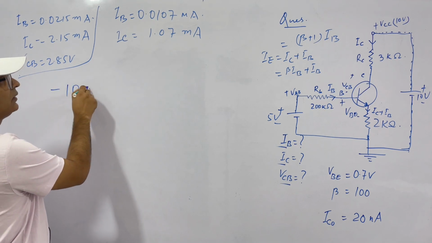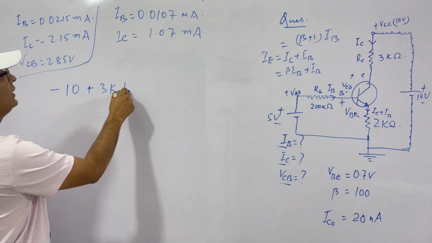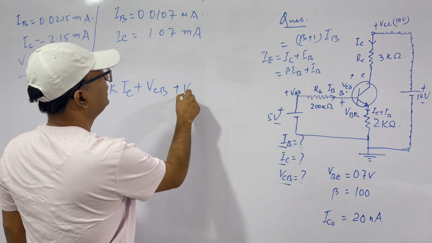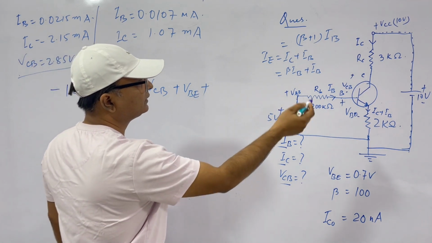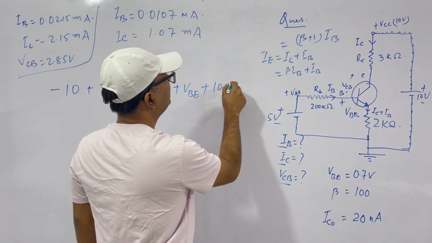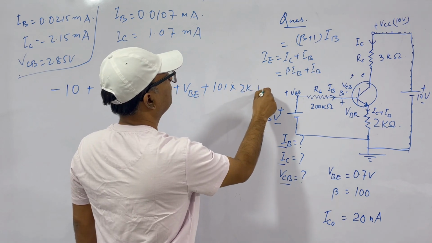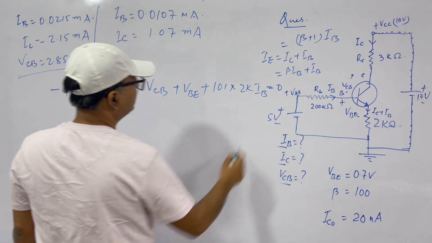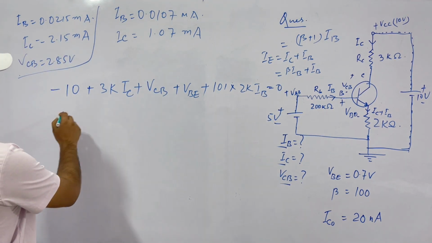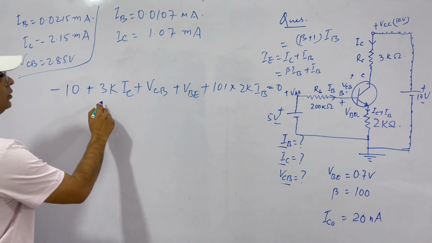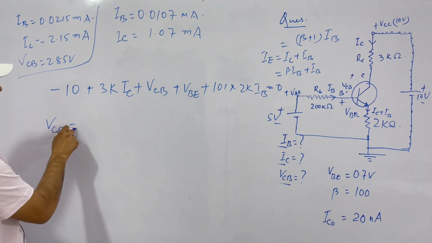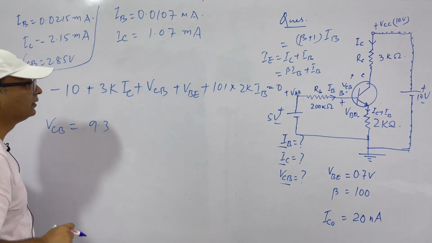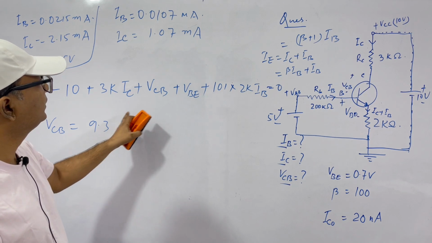In this loop, 10 volts plus 3 kilo ohms into IC plus VCB plus VBE plus IC plus IB into 2, that is 101 IB into 2 kilo ohms. Clear? This is equal to 0. From here we get VCB is equal to 10 minus 0.7. So this is 9.3.